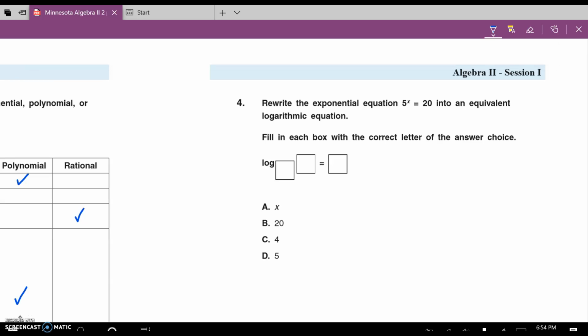So if it is 5^x = 20, then 5 is our base. Remember, the base is always going to be the base. So the 5 stays right there. Okay, and then x is actually going to be the number that it equals. So the exponent is going to be what it equals. And then 20 is going to be the other number. Okay, so remember, your base stays your base. And then your exponent is going to be what it equals.